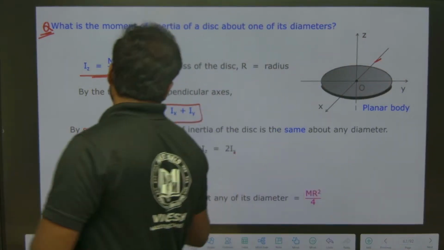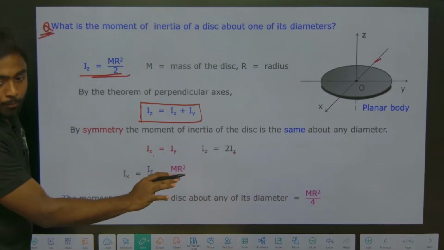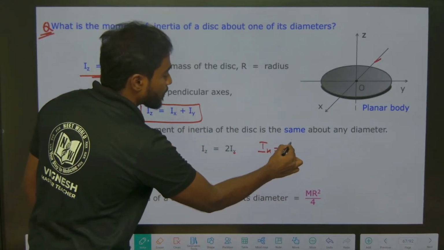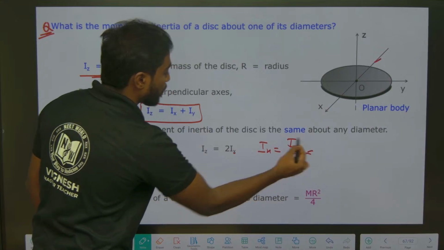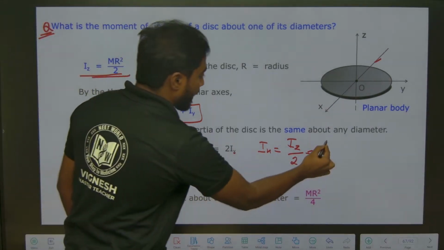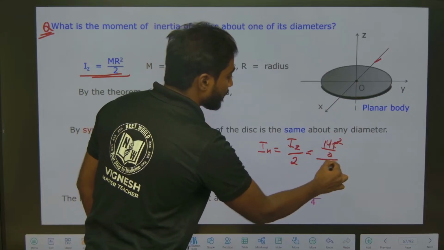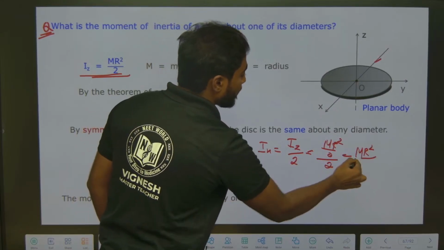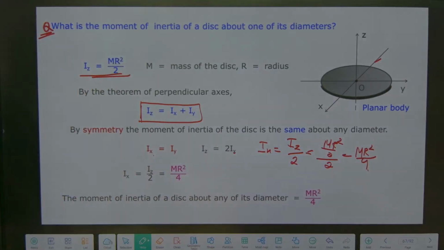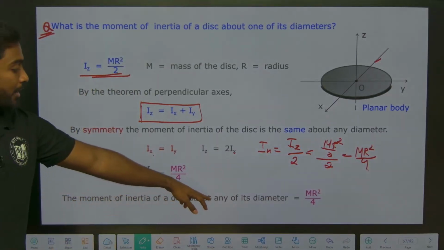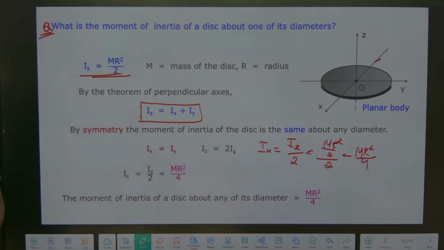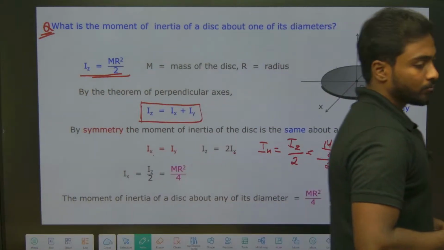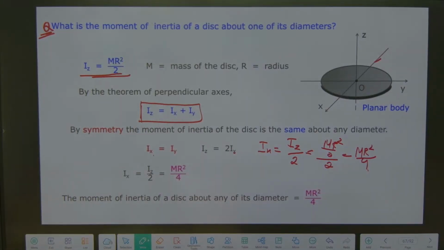So I need to find either x or y. The moment of inertia about x equals the moment of inertia about z divided by 2, which is MR squared by 2 divided by 2, equals MR squared by 4. So the moment of inertia of a disc about any of its diameters is MR squared by 4. Take the equation, write it down.